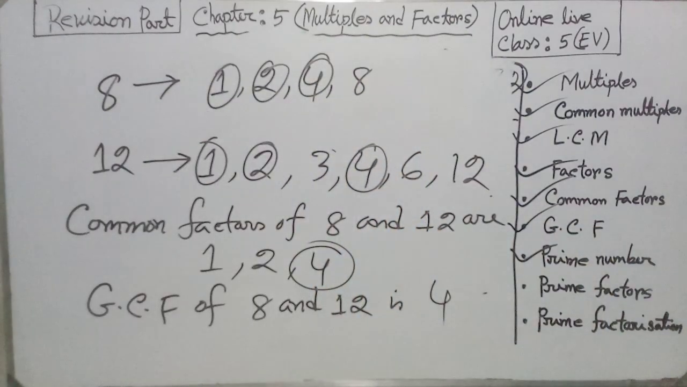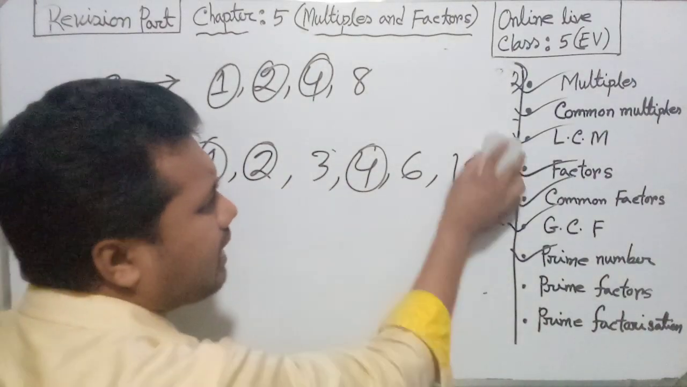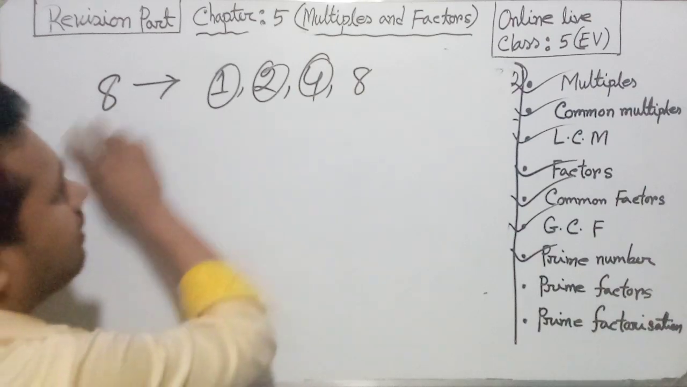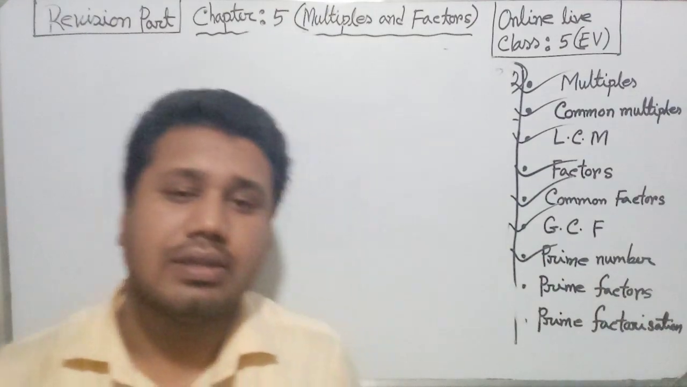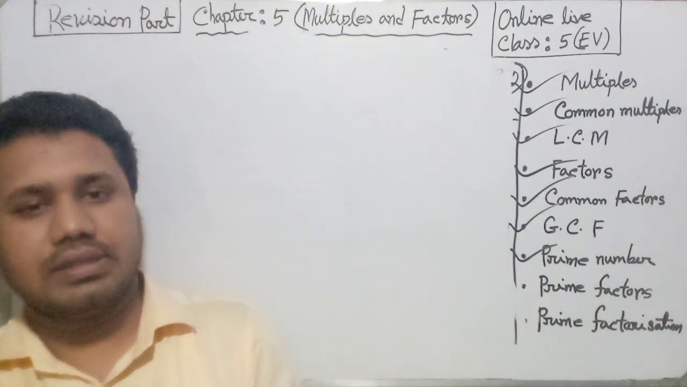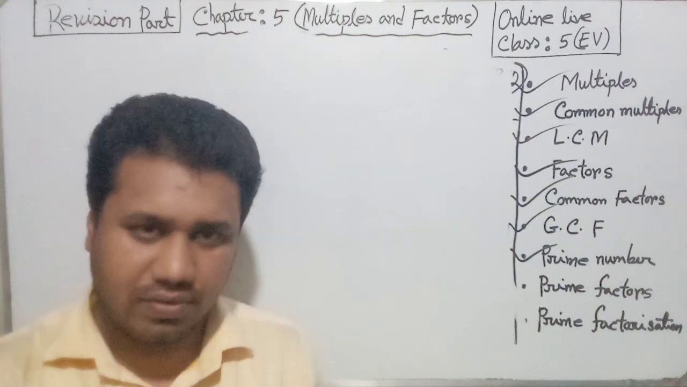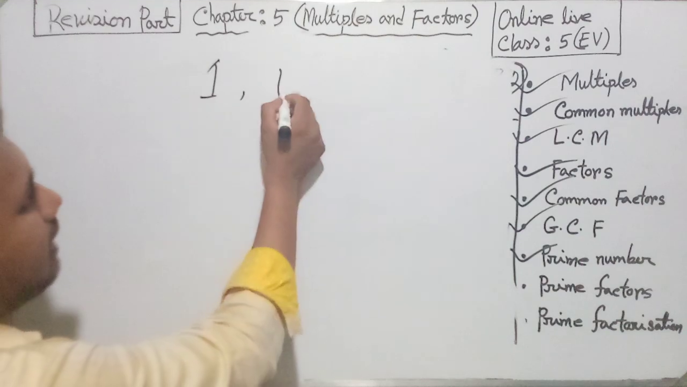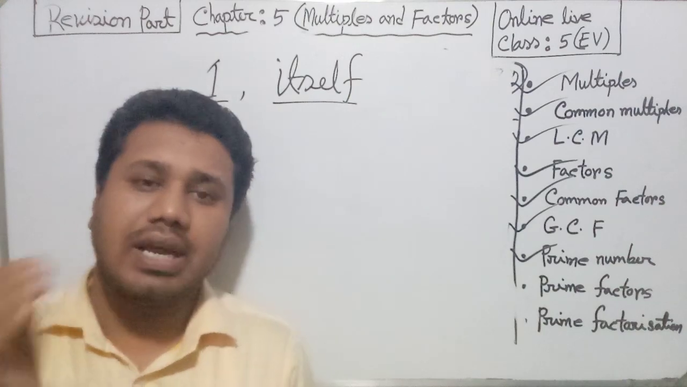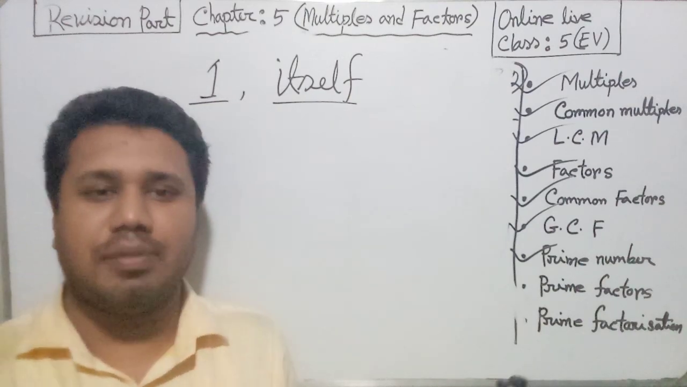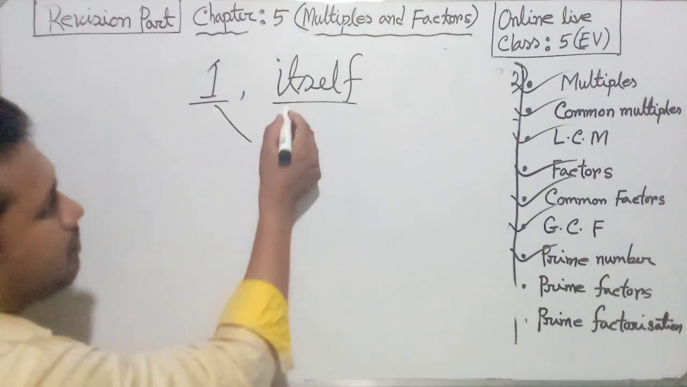Now, dear students, prime number. Already we know a prime number is a number which can be divided only by 1 and itself. So by using 1 and itself, we will be able to divide without remainder. So we can say 1 and itself, these two, are the factors of a prime number.